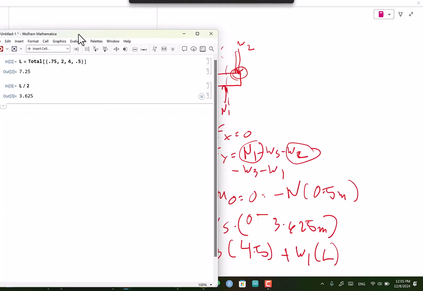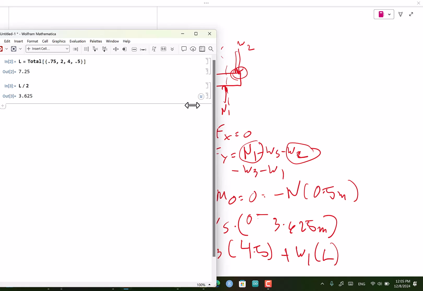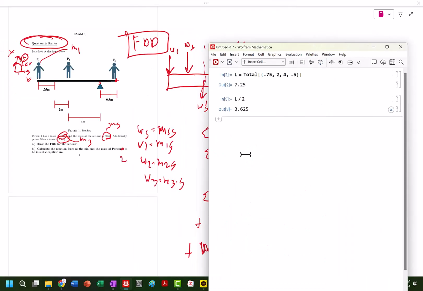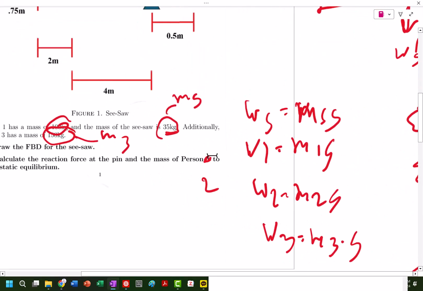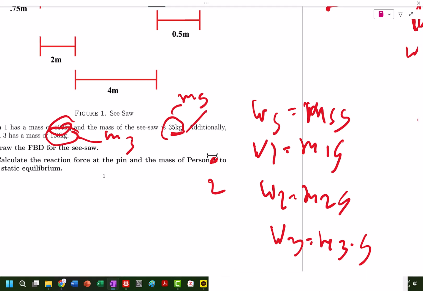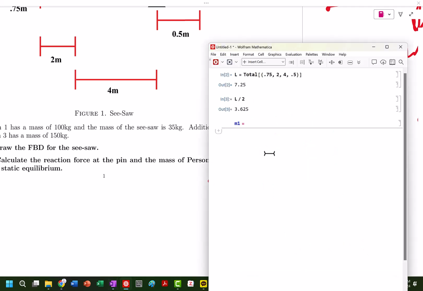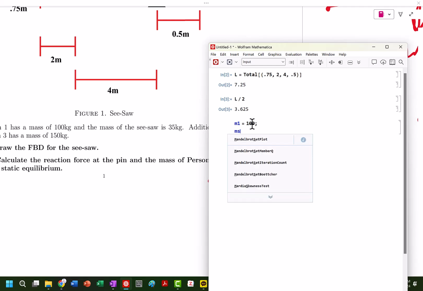I'm going to define, actually, let's make some definitions first because we have kind of said that before. So mass 1 is equal to 100 kilograms. Mass of the seesaw is equal to 35. Mass 3 is equal to 150. Gravity equals 9.8.